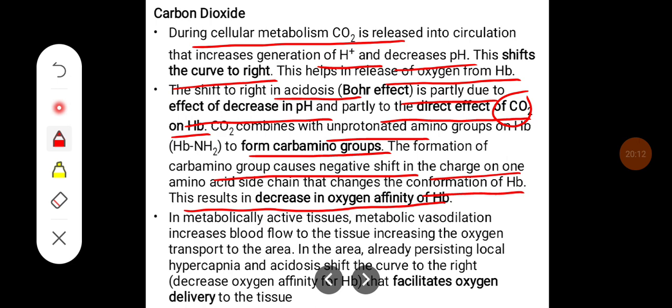In metabolically active tissues, metabolic vasodilatation increases the blood flow to the tissues, increasing the oxygen transport to the area. In the area already persisting local hypercapnia and acidosis shifts the curve to the right because of a decrease in the oxygen affinity for hemoglobin that facilitates the oxygen delivery to the tissue.